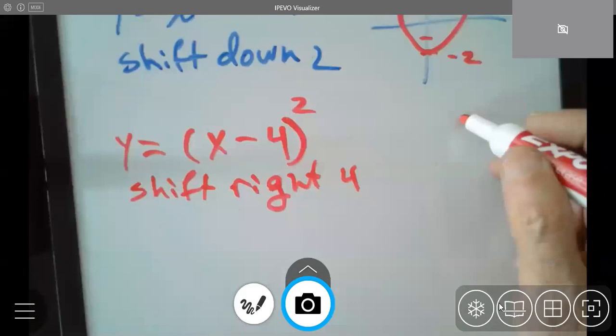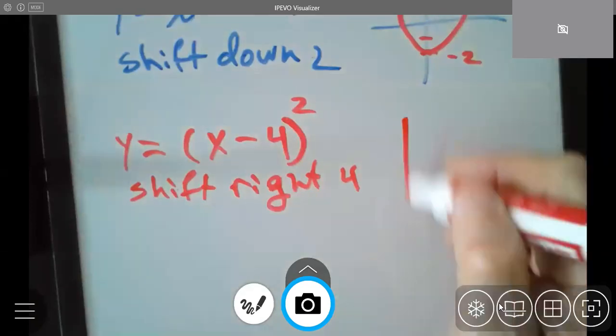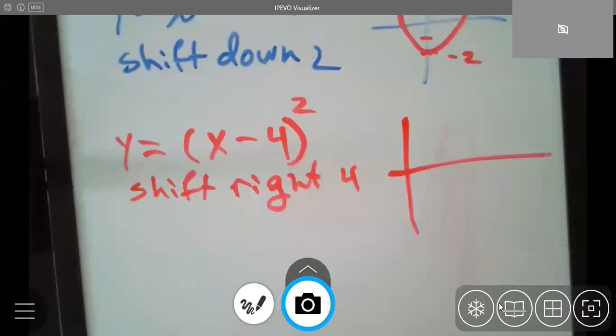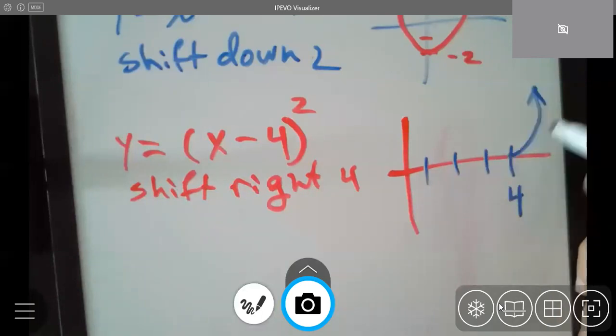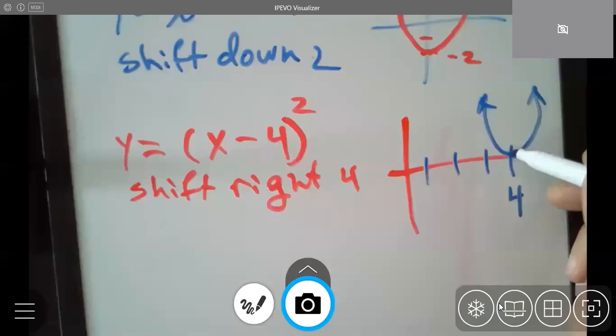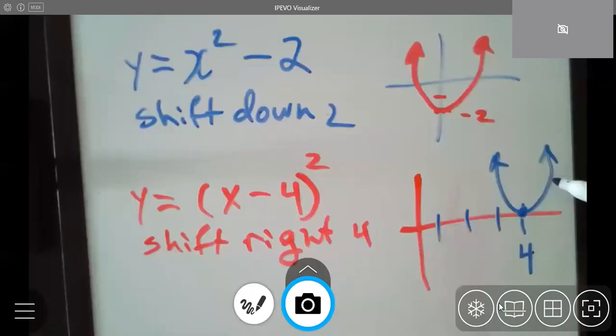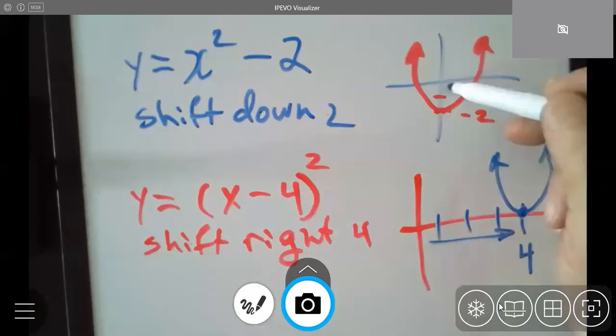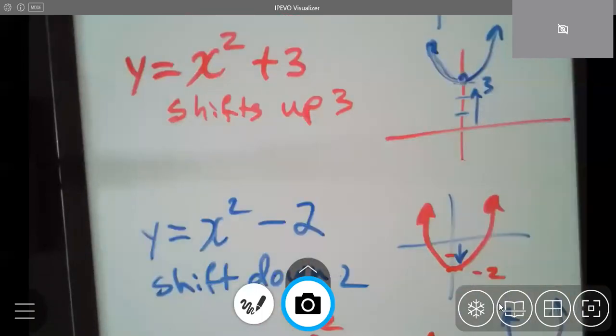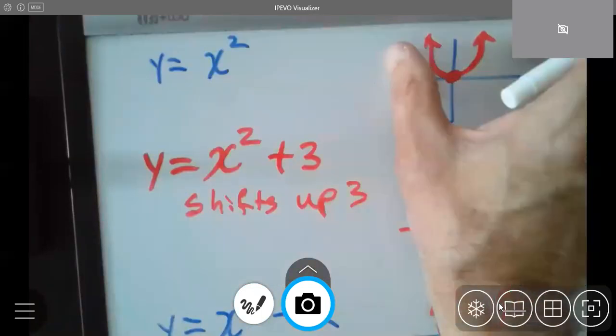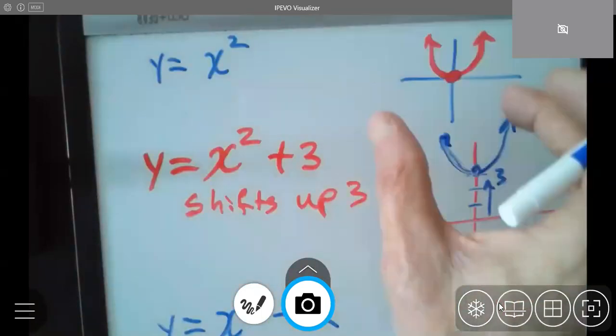So, let me move this over so I got room. So this shifts 4 spaces to the right. 1, 2, 3, 4. And then you just draw your parabola from there. So the parabola is always the same shape, but it just shifts. Okay? You're just taking this graph and you're just shifting it up or down or right or left.